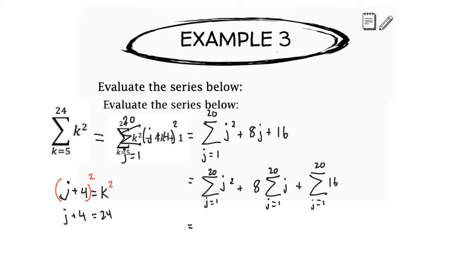And now this is simply a matter of using the formulas we've worked out. For j squared, we do n times n plus 1 times 2n plus 1 all over 6. And then for j, we do n times n plus 1 over 2. And for the constant, c times n. That's it. And again, when you work all this out, you're going to get 4,870. So there you go. Two different ways to work out a series, even though the lower limit isn't 1. The key thing is you've got to come up with a way to make it 1 so that you can work with those formulas that you know, and you're not resorting to just doing 5 squared plus 6 squared plus 7 squared, because that's a really inefficient way to add things up.